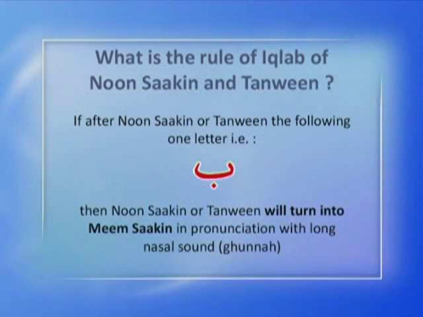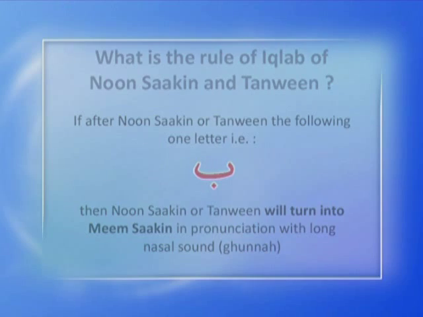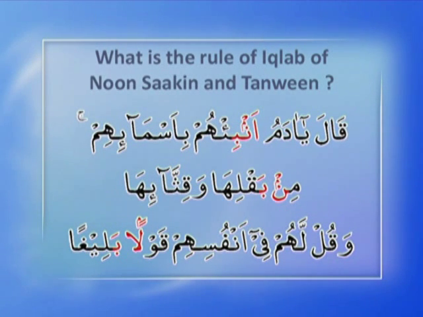So ba. If after Noon Saakin or Tanween the next letter is ba, then this Noon Saakin or Tanween will turn into Mim Saakin in pronunciation, and it will be pronounced with a long nasal sound, ghunna, about 2 counts or 2 seconds. Now these examples have been taken from the Holy Quran, and each one will recite all of them. Please make sure you are focusing especially on the rule of Iqlab, but at the same time applying all the learned rules.